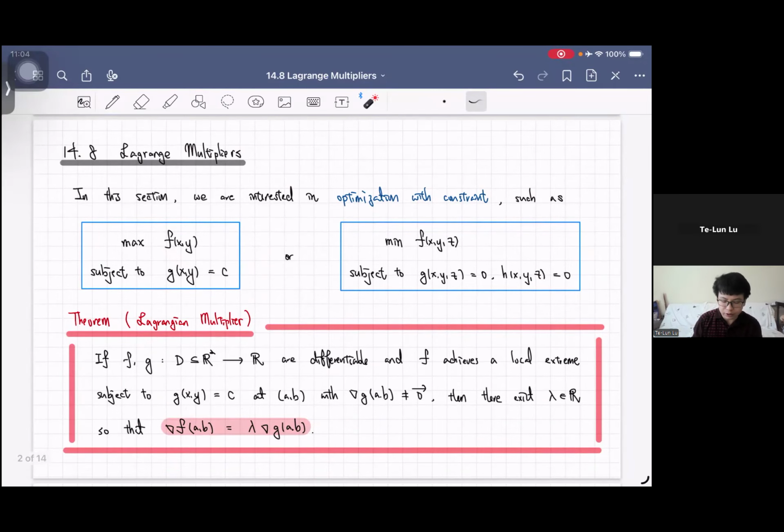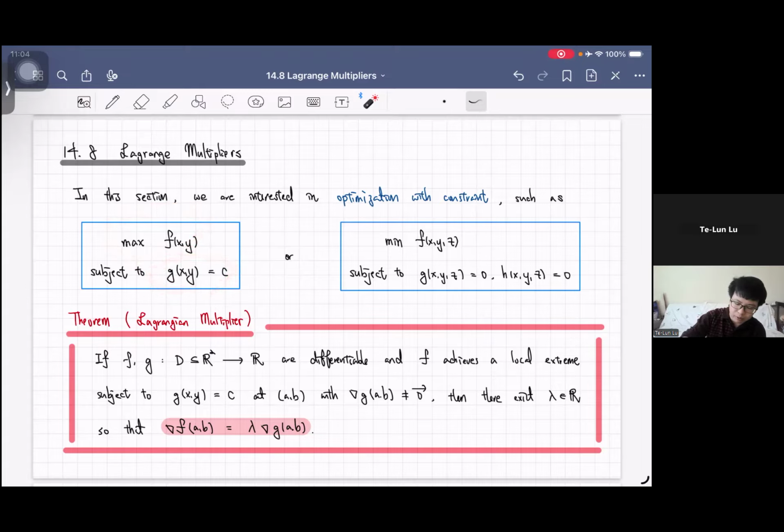Basically, in this section, we want to investigate this type of optimization problem, which is optimization with constraints. And this is actually a very common problem that shows up in different areas of math. For example, there are economic problems, there are physics problems, and those are generally optimizing problems over some constraint. So precisely speaking, we're simply maximizing some function over some constraint.